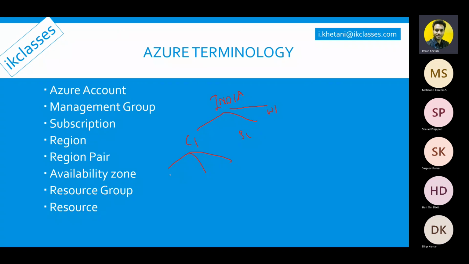Okay, so in Central India, I have, let's say, 3 zones: availability zone 1, availability zone 2, and availability zone 3. In one availability zone, I may have 1 data center, or I may have 3 data centers. Okay, so it depends. So one region has 3 different availability zones. One availability zone has multiple data centers. Okay, so this is the hierarchy you see over here.